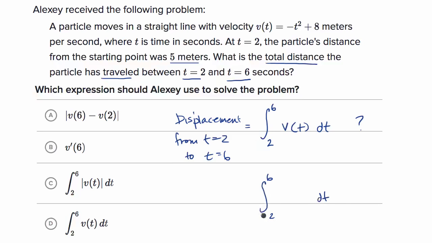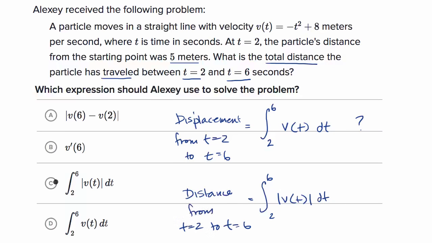Now, what is speed? It is the magnitude of velocity. In one dimension, it would just be the absolute value of your velocity function. And so integrating the absolute value of the velocity function, the speed, would give you the distance from t equals 2 to t equals 6.